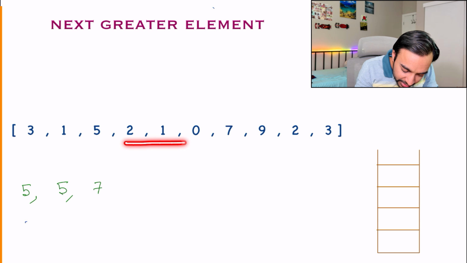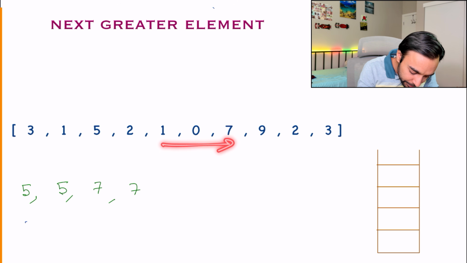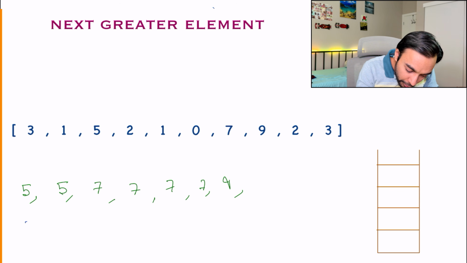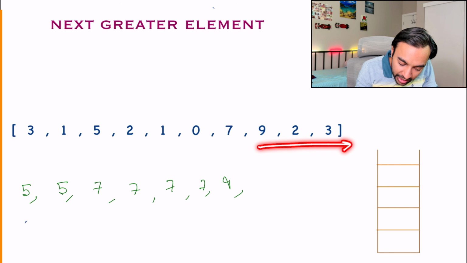For 2, what is the next greater element? It is 7 again. So 7. For 1, I have 7. For 0, I have 7. For 7, I have 9. For 9, I do not have any greater element.